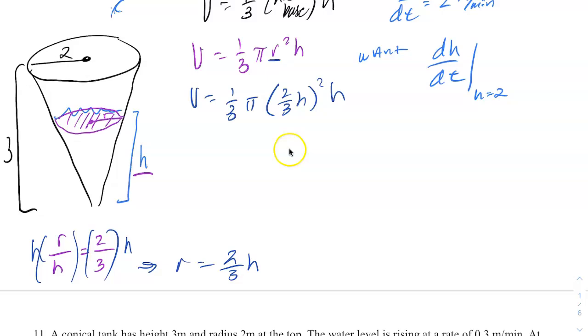Now, do I always have to do this? No. If you have dr/dt, feel free to take the derivative, do the product rule and all the good stuff. But if you don't have a dr/dt, you have to get rid of the r. Same thing if you didn't have h, you have to get rid of the h. If you didn't have dh/dt, get rid of the h.